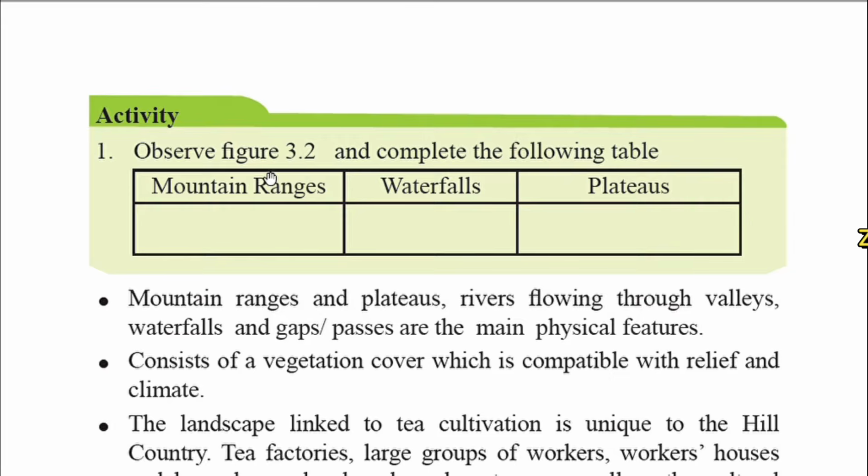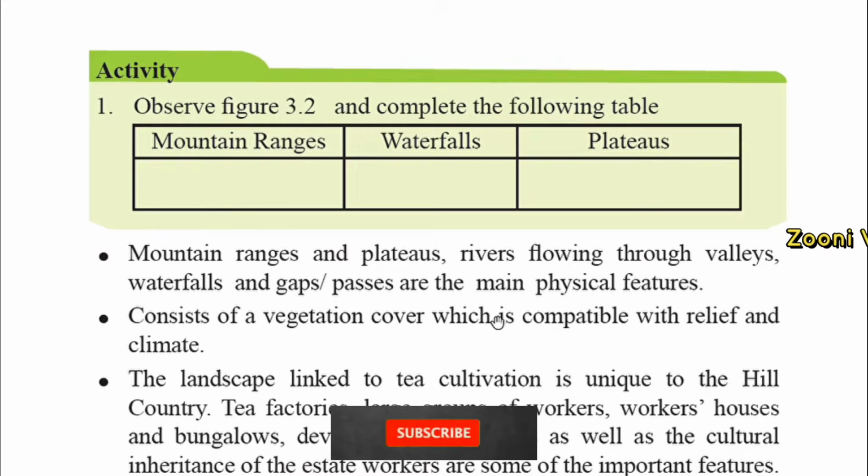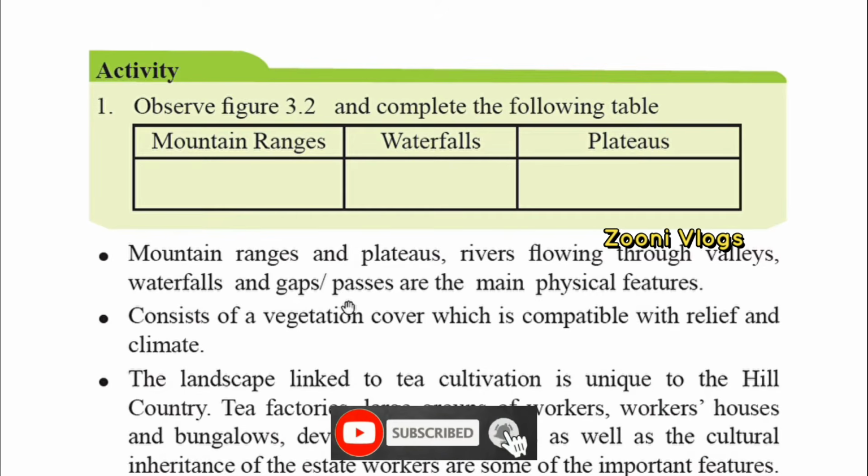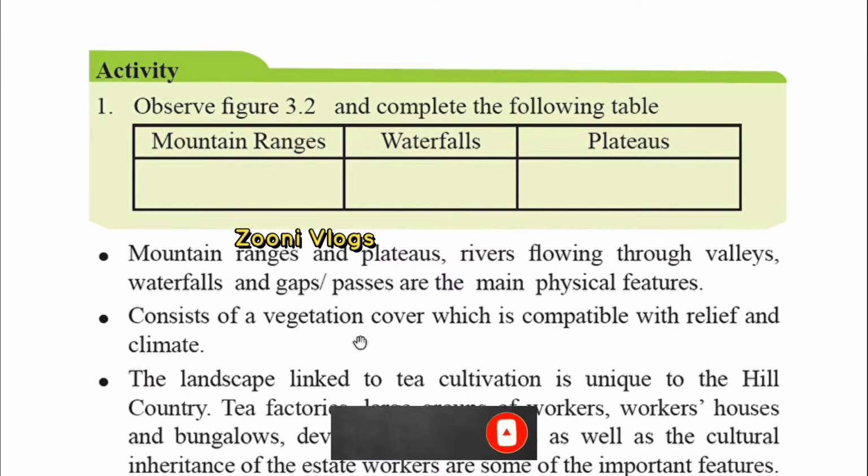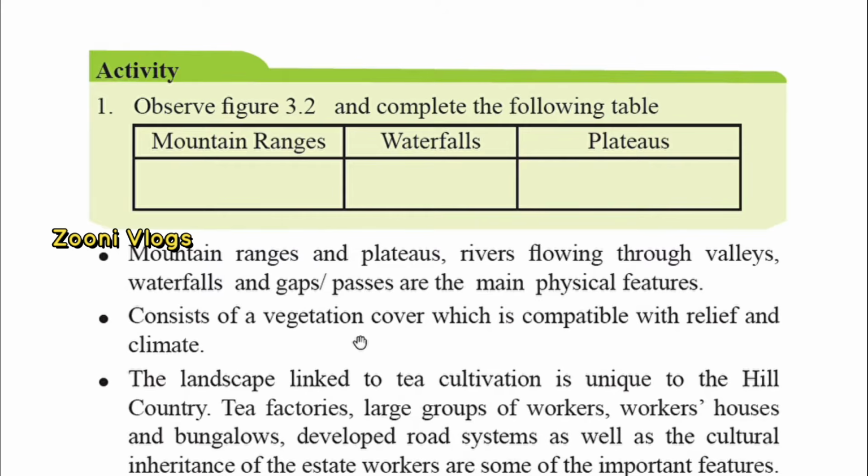Now observe figure 3.2 and complete the following table: mountain ranges, waterfalls, plateaus. Now here, mountain ranges and plateaus, rivers flowing through valleys, waterfalls and gaps or passes are the main physical features. It consists of a vegetation cover which is compatible with relief and climate.